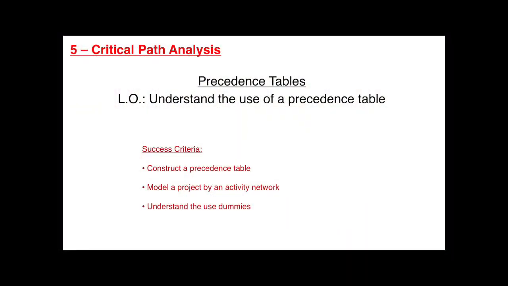Okay, hello again, good morning. So we're starting with critical path analysis, and we're just going to look at precedence tables today. So we're going to look at constructing a precedence table, how to model a project by an activity network, and understand the use of dummy variables, here called dummies, not a reference to any of you. And if you feel offended by it, maybe you've done something wrong.